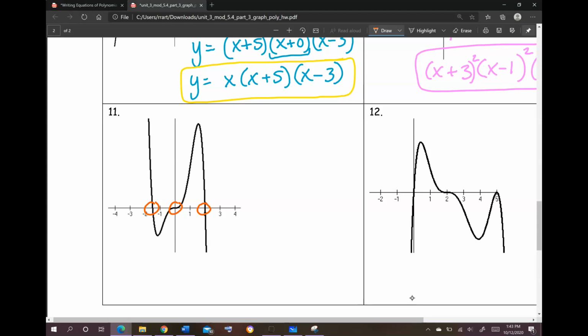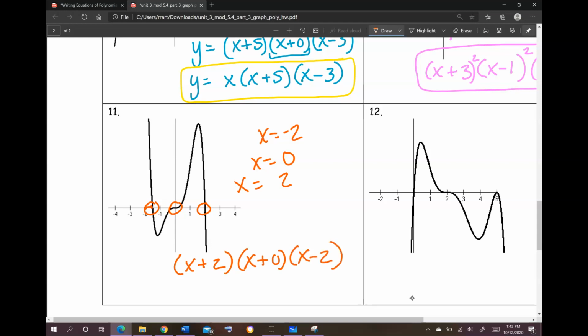So my roots are, again, we're going to say that this is at -2, because I don't want to deal with decimals. And then 0, and then 2. Okay, write them in factored form. x plus 2, x plus 0, and x minus 2. Change the x plus 0 to x and put it out front. Check those multiplicities. It all crosses, so it's 1. So we're good. But it ends pointing down, so I need to make that x negative. And then you are done.